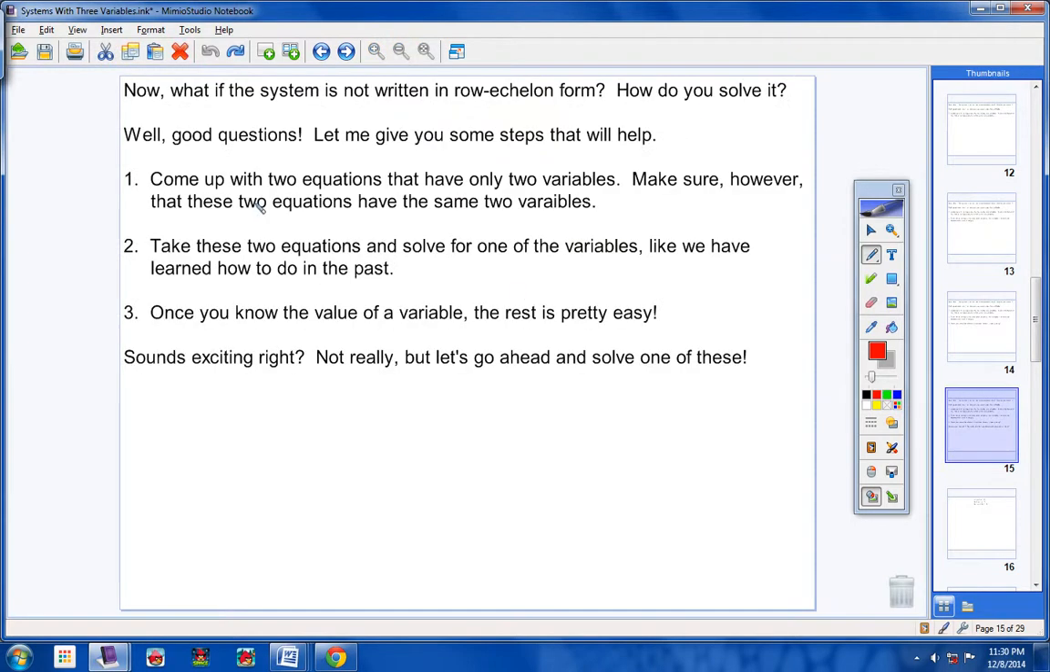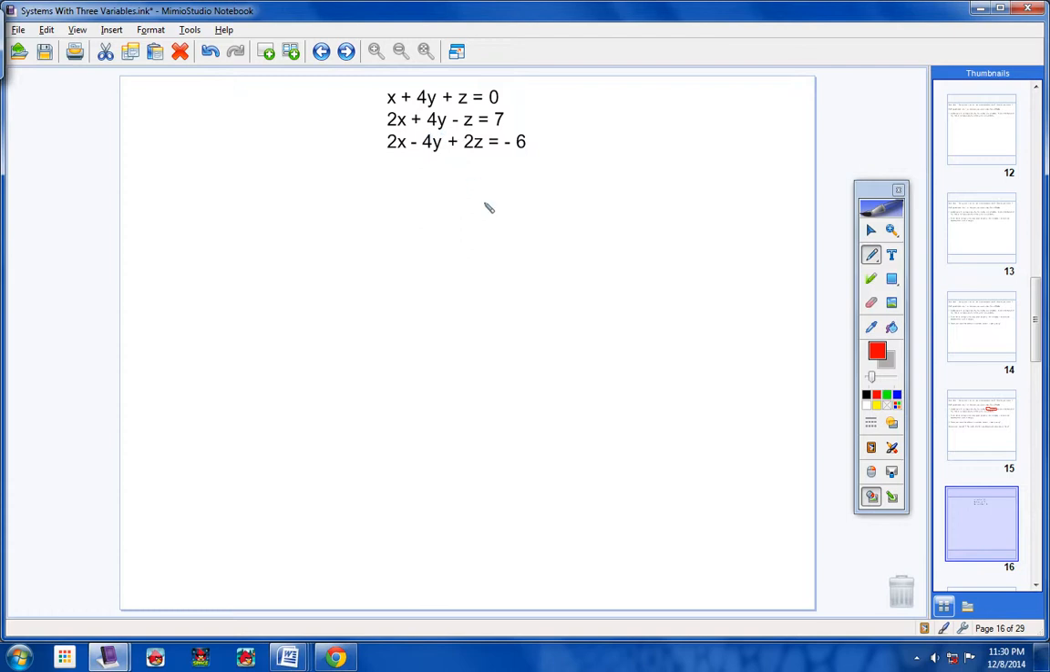So remember, step 1 was come up with two equations that have how many variables? 2. So I'm going to choose to get rid of my y's. So my two equations will have x's and what else? Z's. Okay? Now you might choose to do it differently, and that's fine, okay? But I'm going to get rid of the y's. So the first thing I'm going to do is combine these two equations here. Now why would I do that? Because one is a positive 4 and one is a negative 4. Okay? So watch what happens.